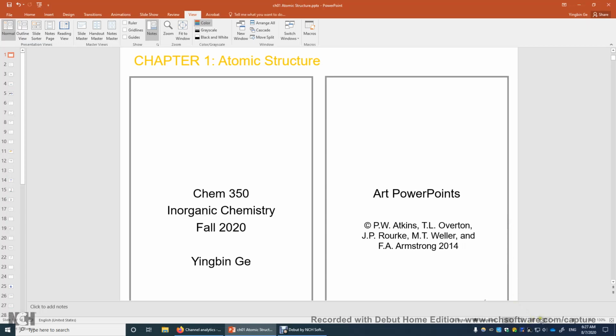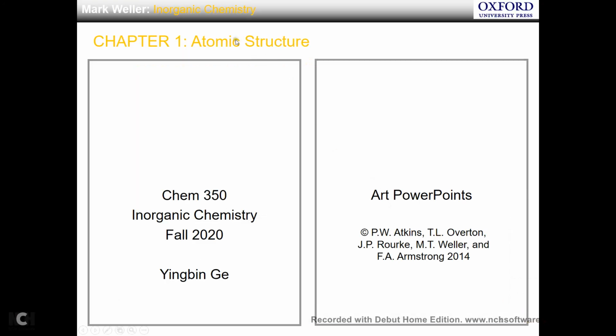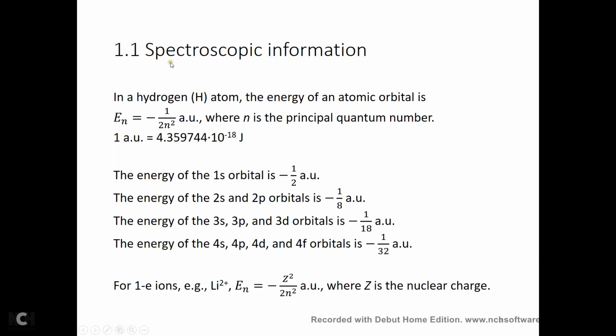This is Inorganic Chemistry. Chapter 1, Atomic Structure. Section 1.1, Spectroscopic Information. In a hydrogen atom, there's only one proton and one electron.